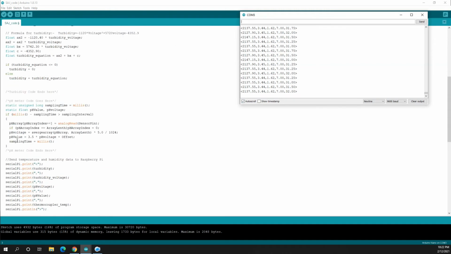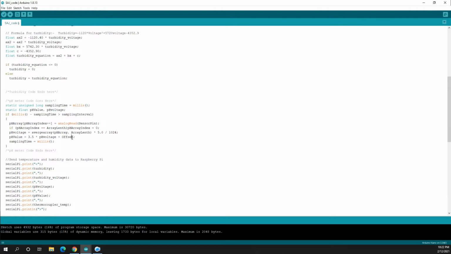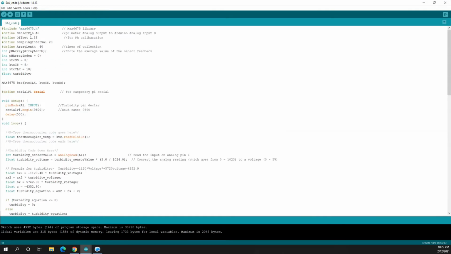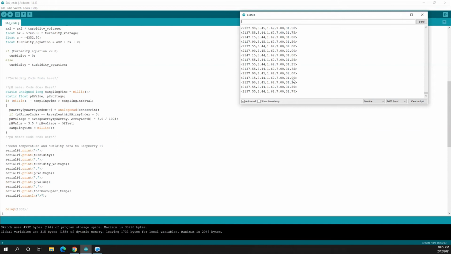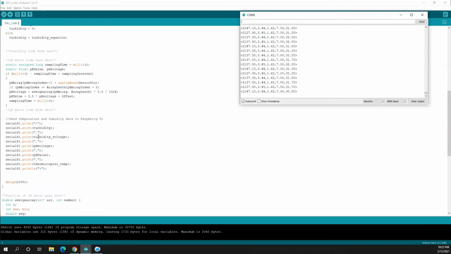It's changing. And for the pH, this part is the pH code, and for the pH it's 3.5 times the pH voltage plus the offset value, which is really essential as we have to calibrate it here. So that's all for the coding part. We are getting the turbidity voltage, pH voltage, and the pH value. The pH voltage is 1.62, and the thermocouple temperature is 31.00. Next, I'm going to demonstrate the practical of my system.